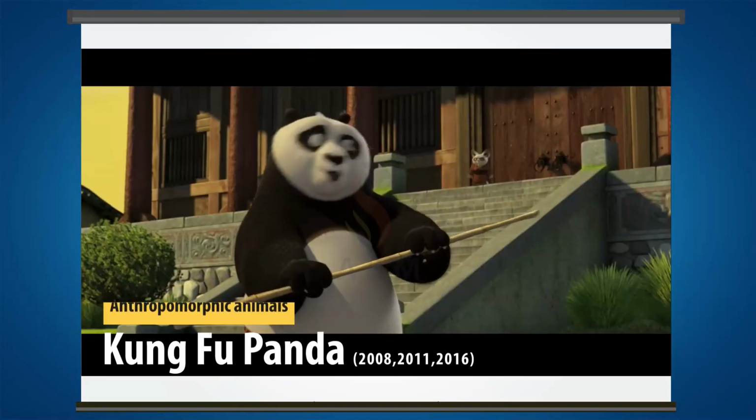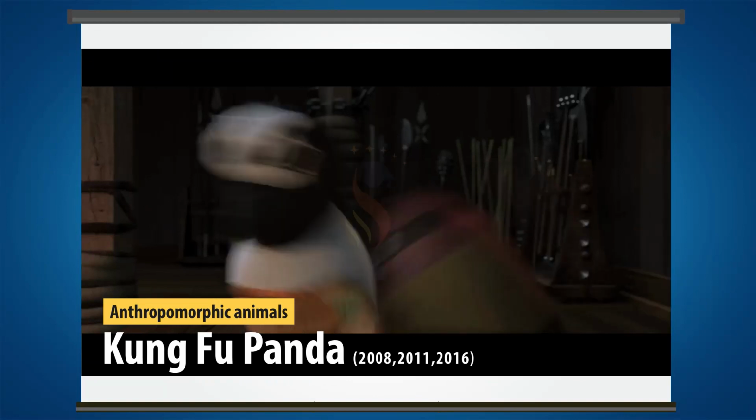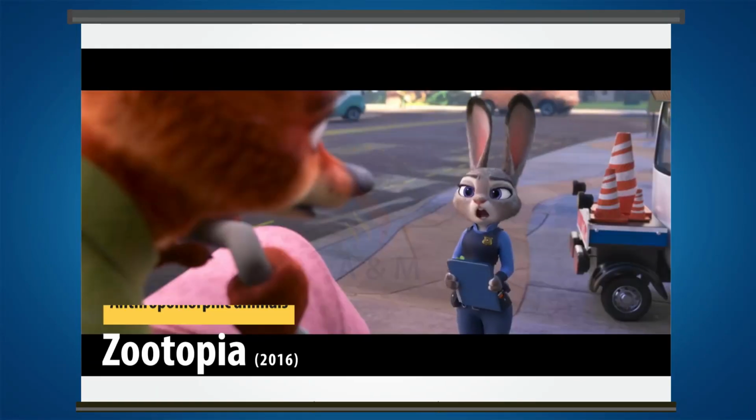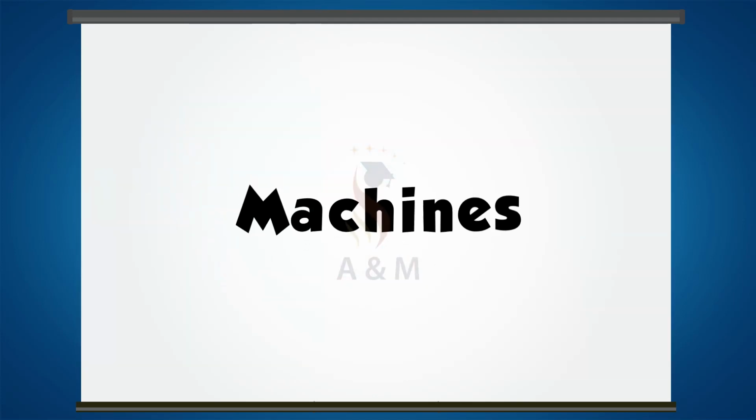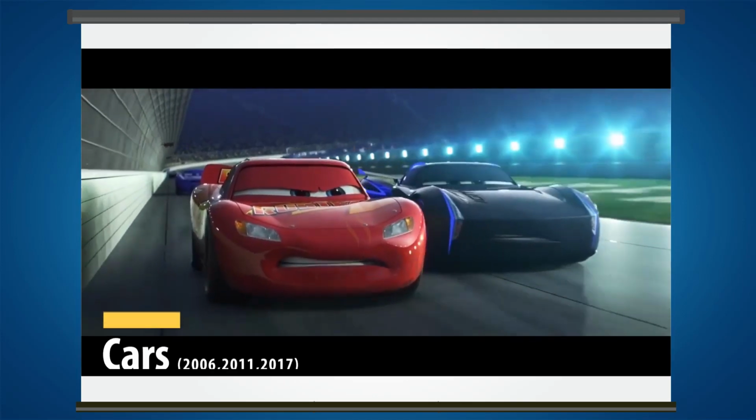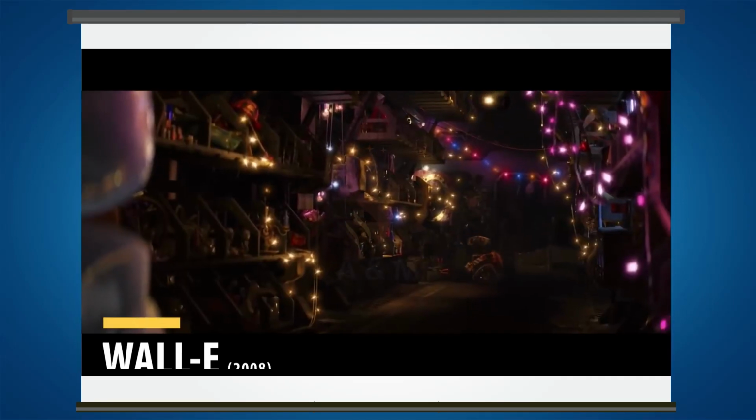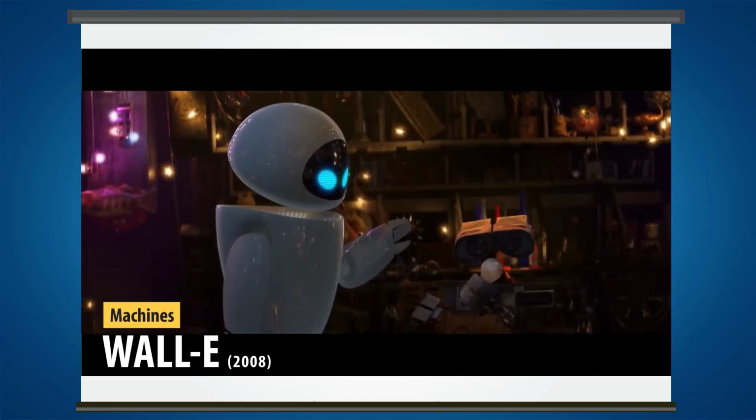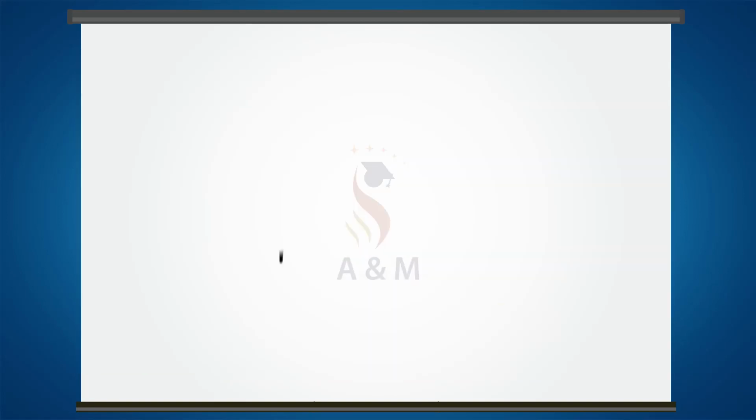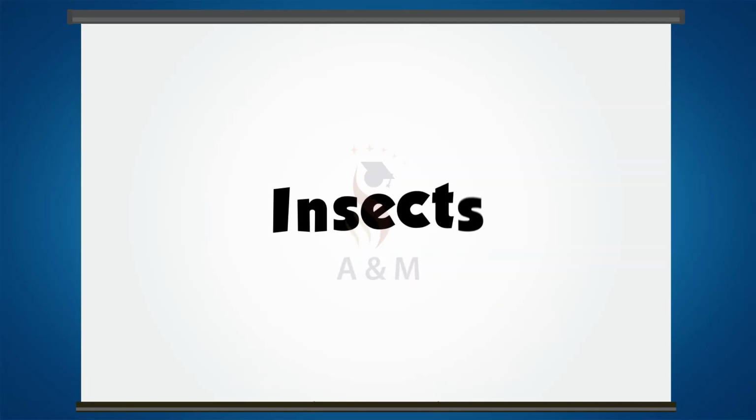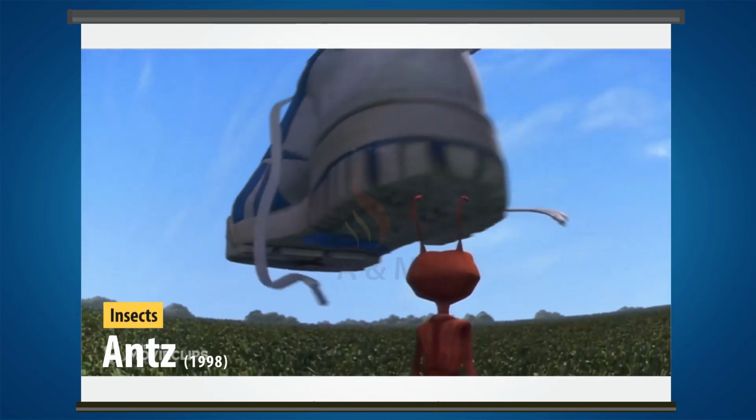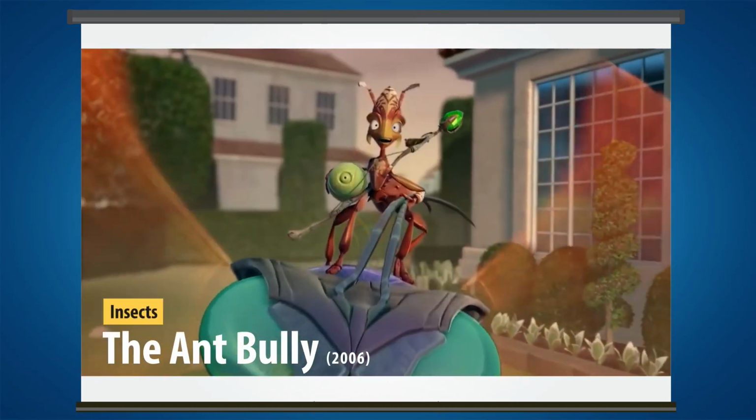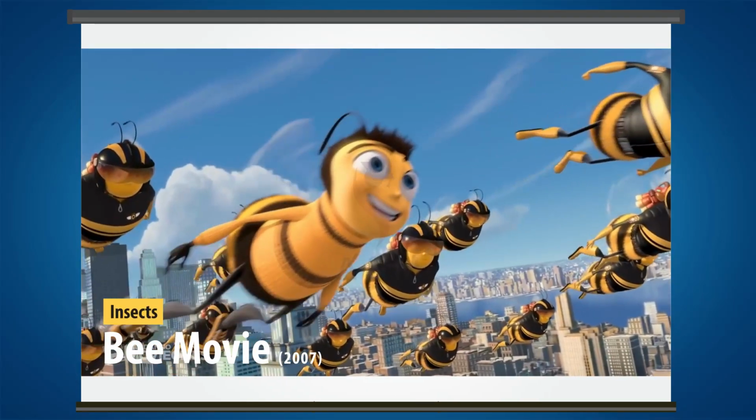Rio, Kung Fu Panda, and Zootopia. Machines in movies like Cars, Wall-E, robots. Insects in movies like Ants, A Bug's Life, The Ant Bully, Bee Movie.